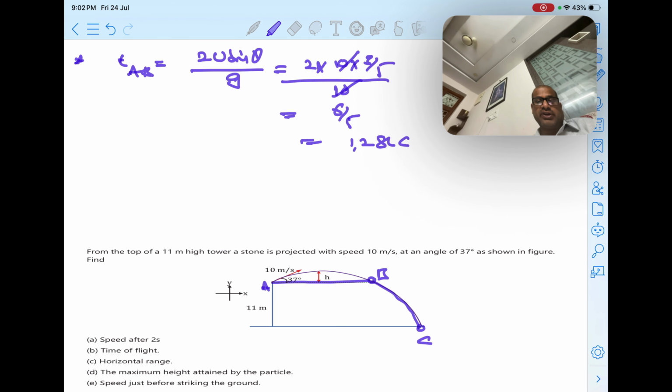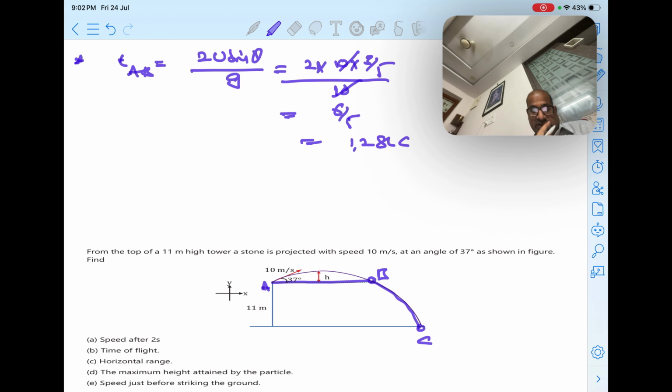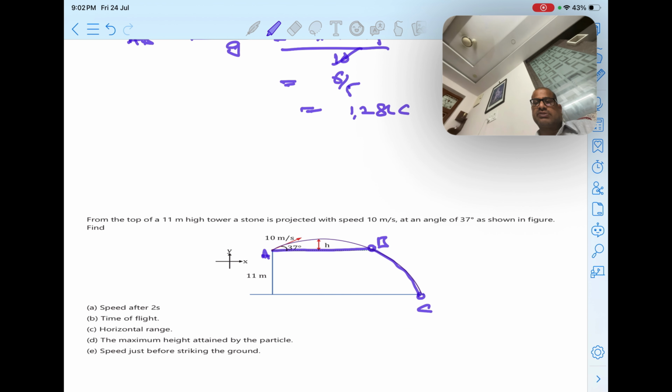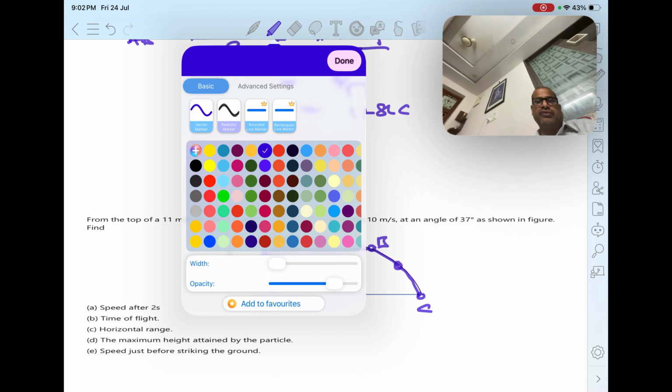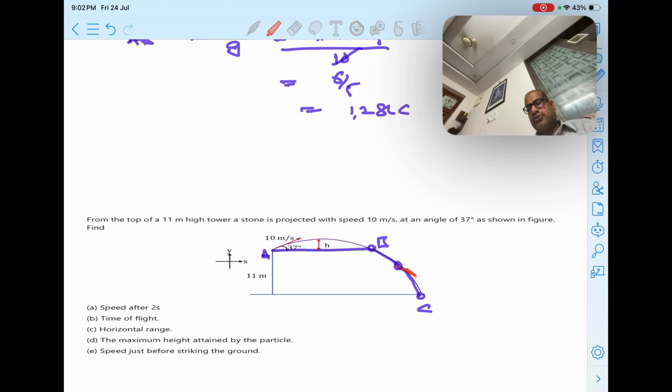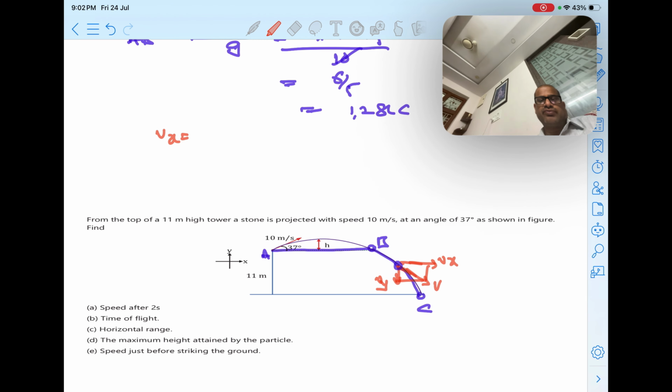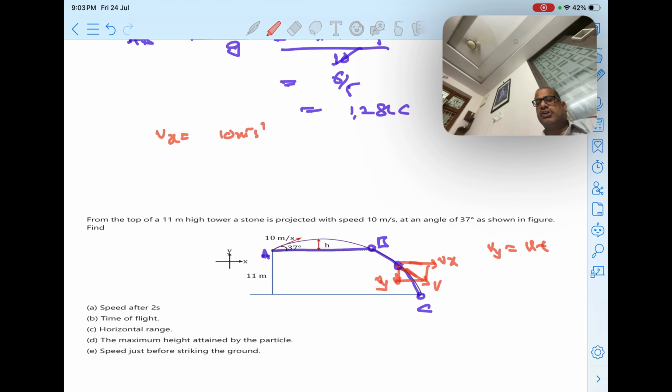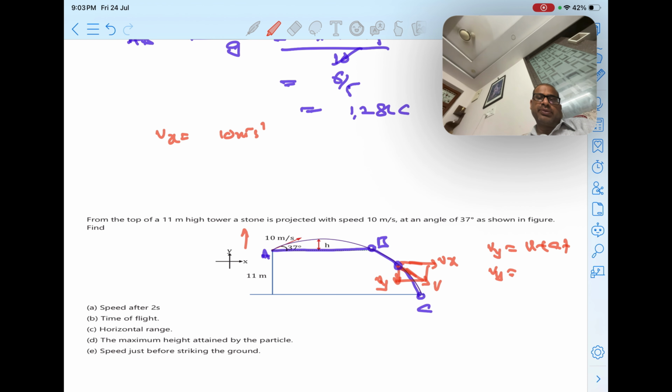Okay, so now again from B to C, you have to find out. From A to B, this value is 1.2 seconds. Now if you find the velocity after 2 seconds, that means it will be below B somewhere. So I resolve Vx and Vy. Now Vx value, how much beta? It remains the same in the x direction, 10 meter per second. Now Vy will be how much? U plus at. U means Uy, and a means g into t.